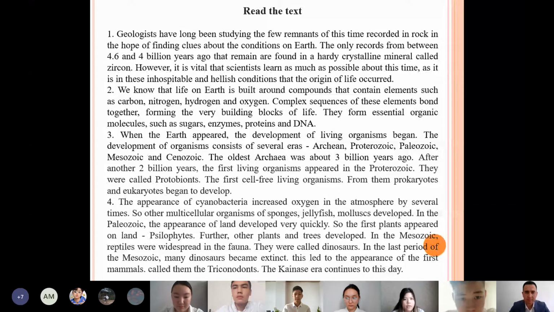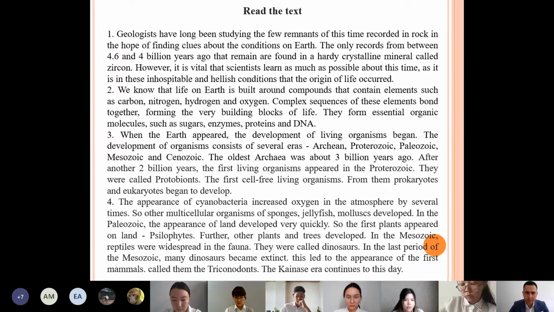First, geologists have long been studying the few remnants of this time recorded in rock in the hope of finding clues about the conditions on Earth. The only records from between 4.6 and 4 billion years ago that remain are found in a hard crystalline mineral called zircon. However, it is vital that scientists learn as much as possible about this time, as it is in these inhospitable and hellish conditions that the origin of life occurred.